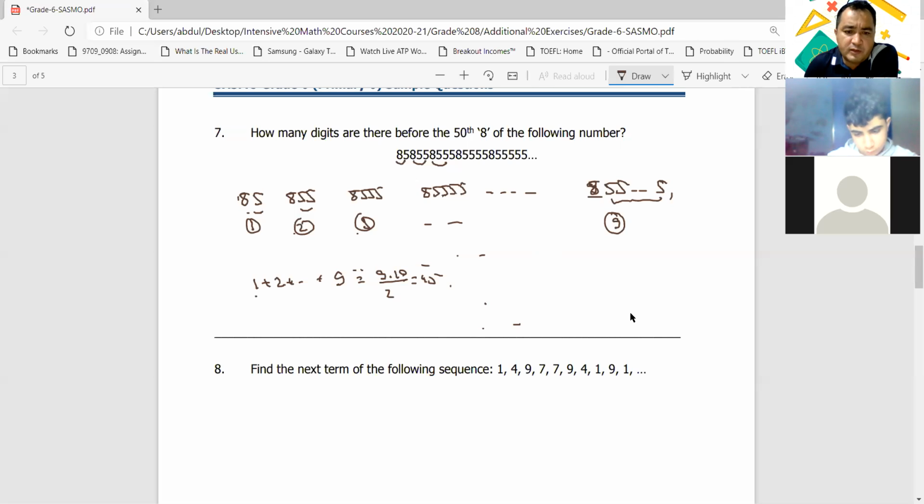In the first one, we have 1. In the second one, we have 2. In the 9th one, we have 9. Altogether, we have 45 5s. But in the question, it says: how many digits are there before the 50th 5?